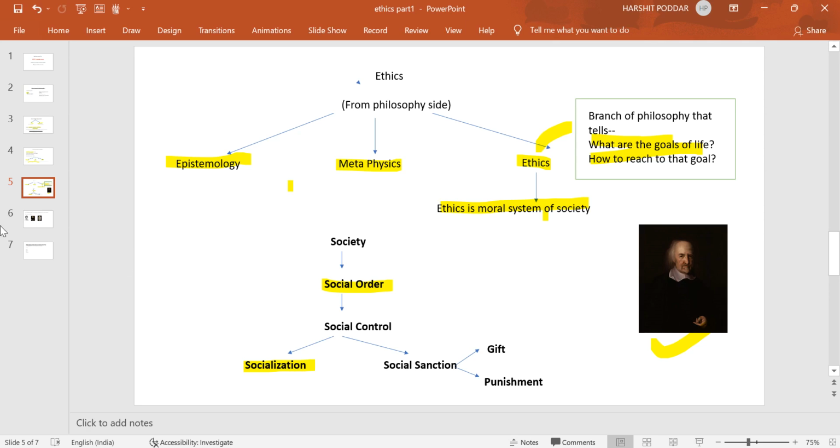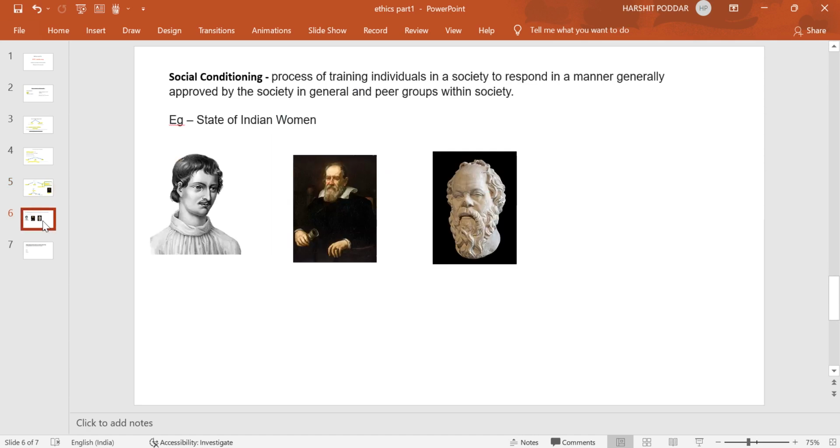Okay, now there's one more thing. There's social conditioning. Social conditioning is also a part of socialization. What is social conditioning? Social conditioning is the process of training individuals in society to respond in a manner that is generally approved by the society. As I have explained earlier, society finds some values as good or bad. Different societies have different values, and different values are respected in different societies.